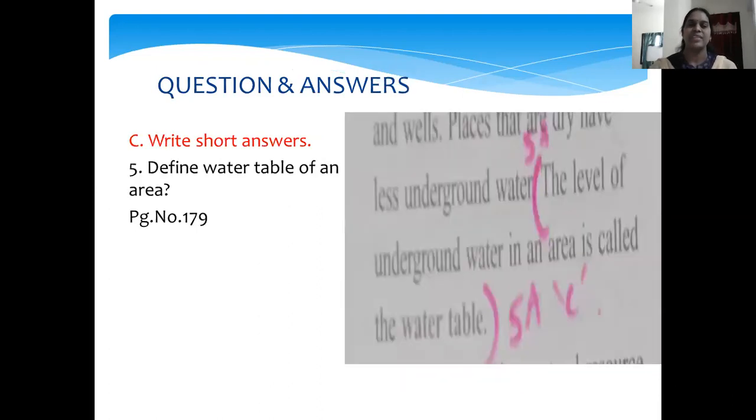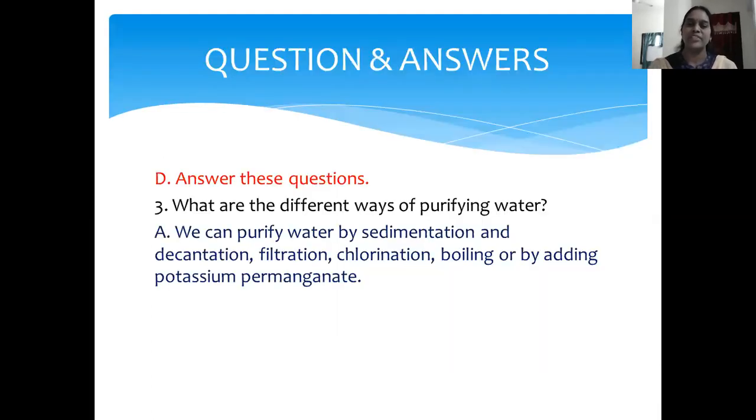Define the water table of an area. The level of underground water in an area is called the water table. What are the different ways of purifying water? There are so many ways of purifying water. Just now we discussed them; you can write everything. In the examination also, if they ask, you can write all this. We can purify water by sedimentation and decantation, filtration, chlorination, boiling, or by adding potassium permanganate.